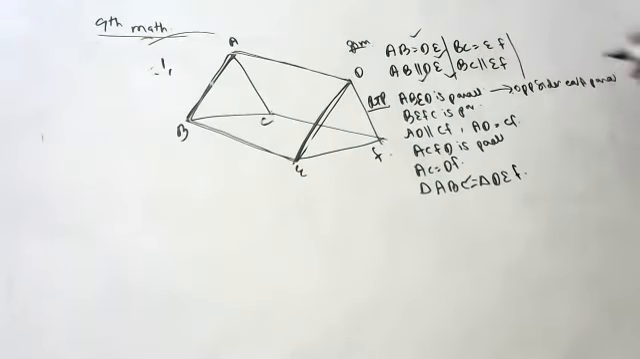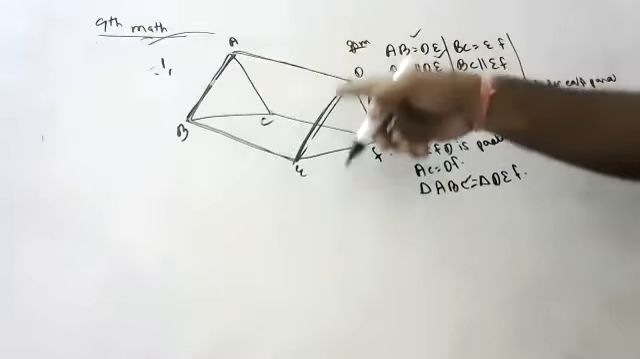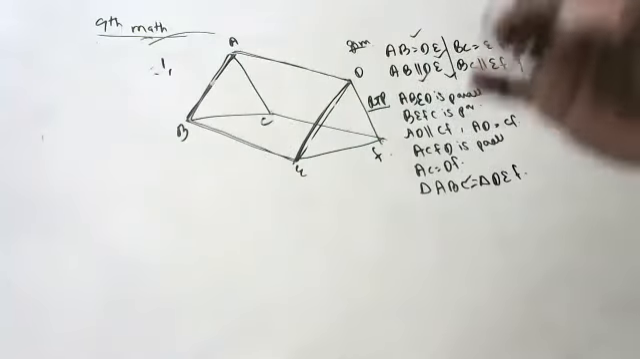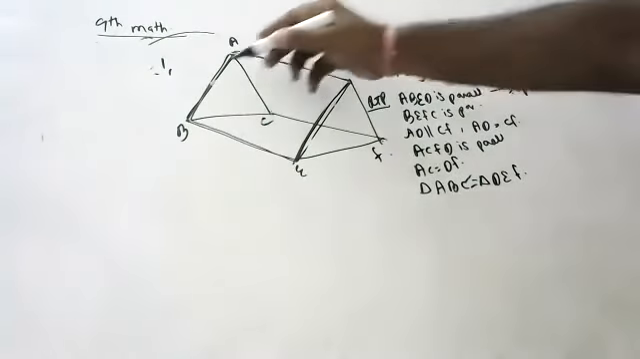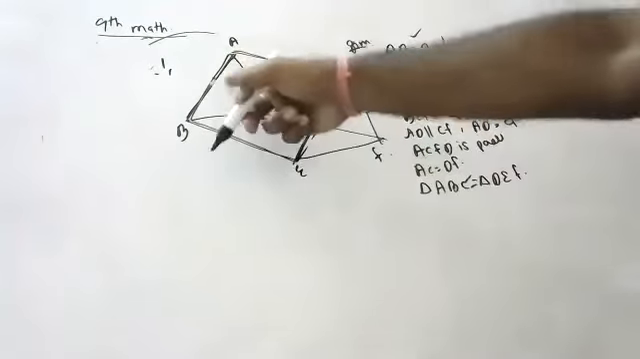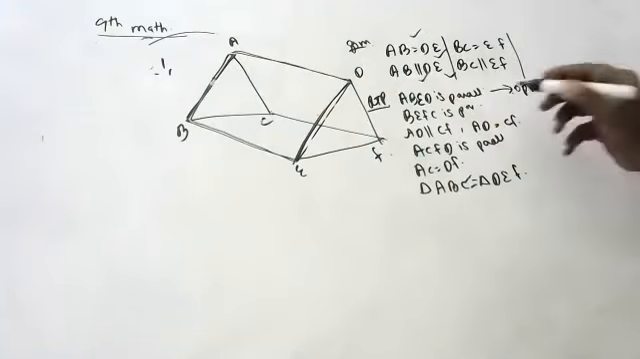That's it, children. Opposite sides are equal, opposite sides are parallel. If opposite sides are equal and parallel, it is a parallelogram. This and this are equal, and this and that are parallel. So it is a parallelogram.